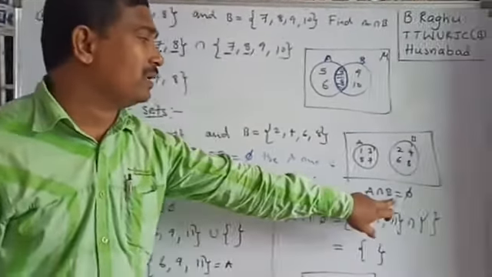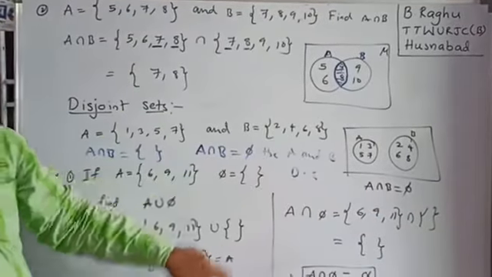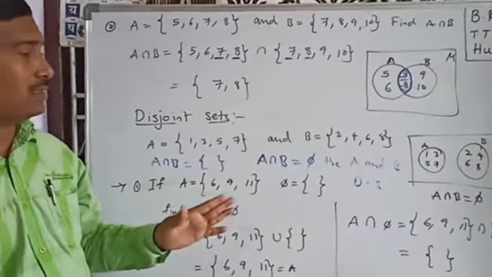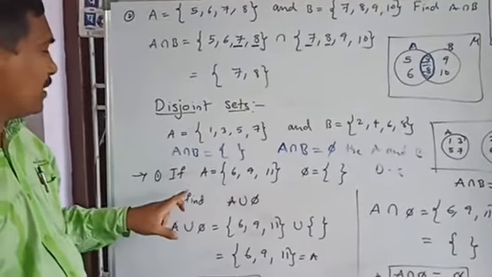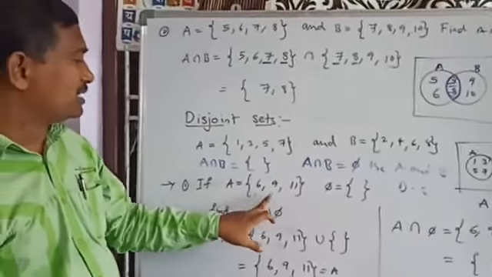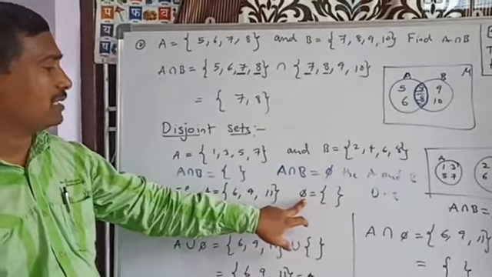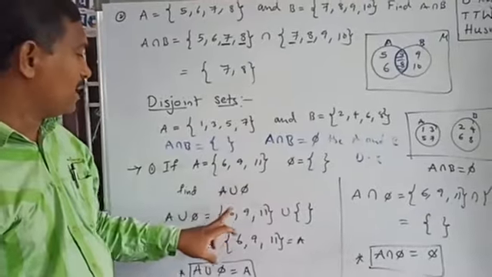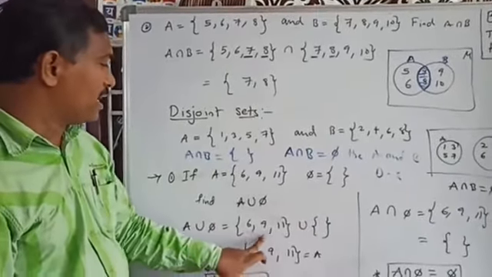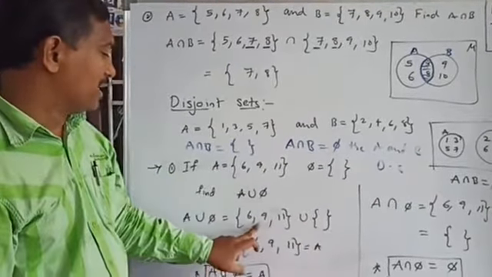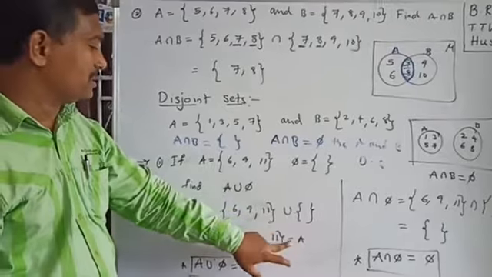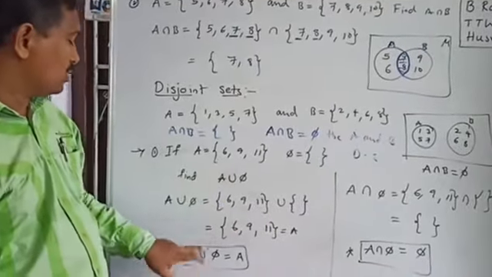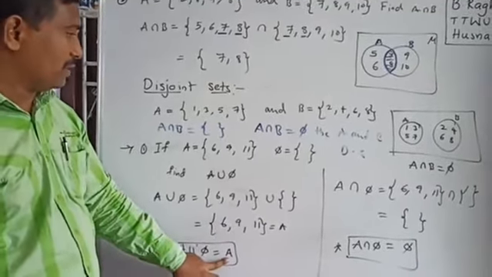So A intersection B equal pi, then A and B are called disjoint sets. Let us take another problem. If A equals {6, 9, 11} and pi equals the empty set, find A union pi. A union pi equals A, right? A has elements, pi means no element. So that is A. So A union pi equal to A.